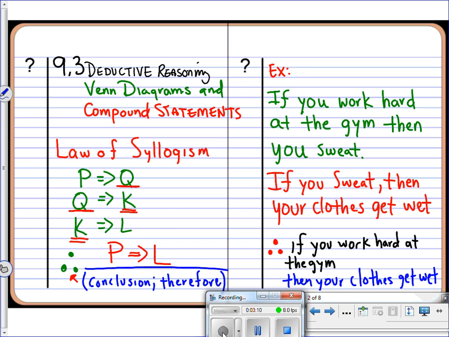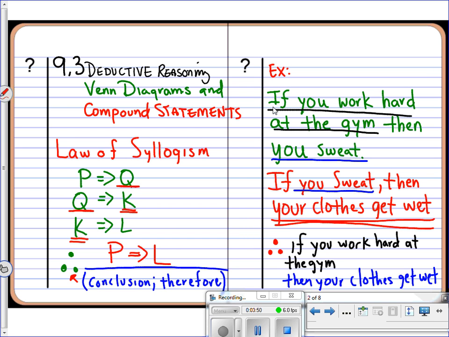Okay, if you work hard at the gym, then your clothes get wet. All I did is I recognized that the second part of that statement, then you sweat, was in tie with the first part of the second sentence, so they match up. Since they do, I can take the hypothesis of the very first conditional statement and match it up to the very last part of the next sentence. So then your clothes get wet. Okay, so if you work hard at the gym, then your clothes get wet. That's the law of syllogism, and I'm using that law to come to a conclusion here.